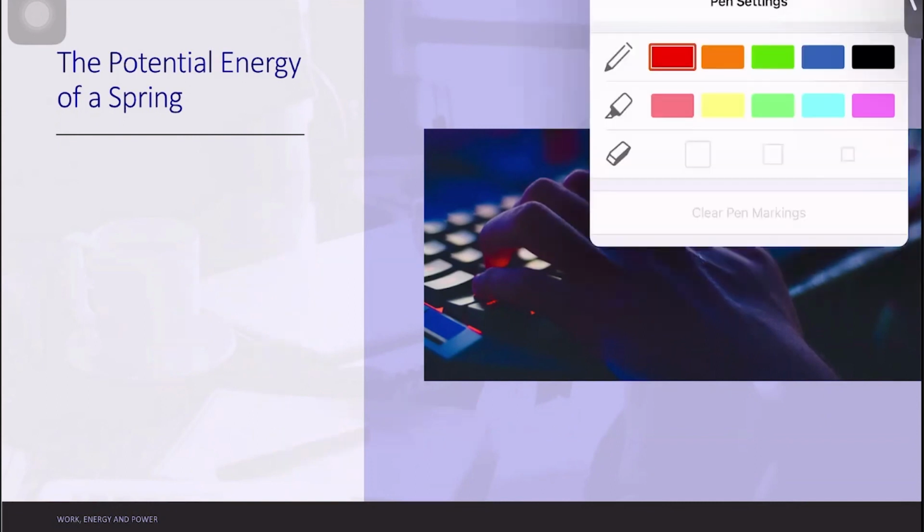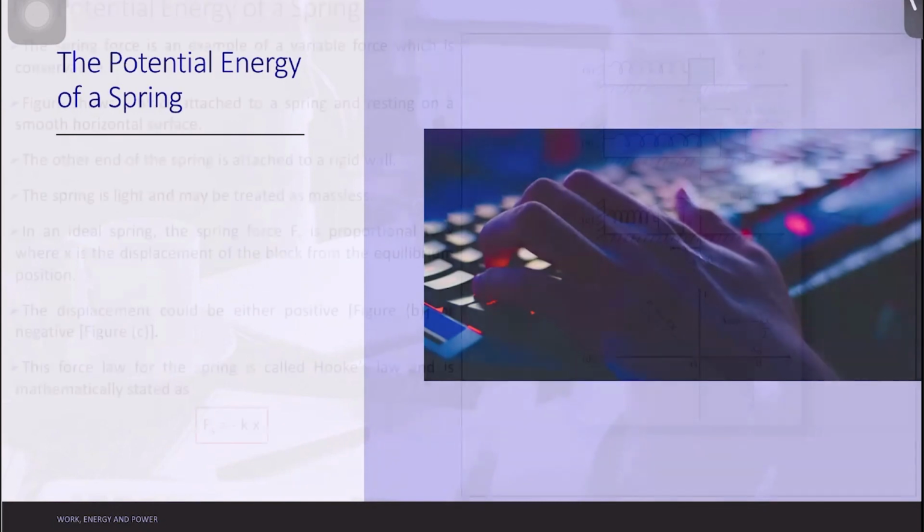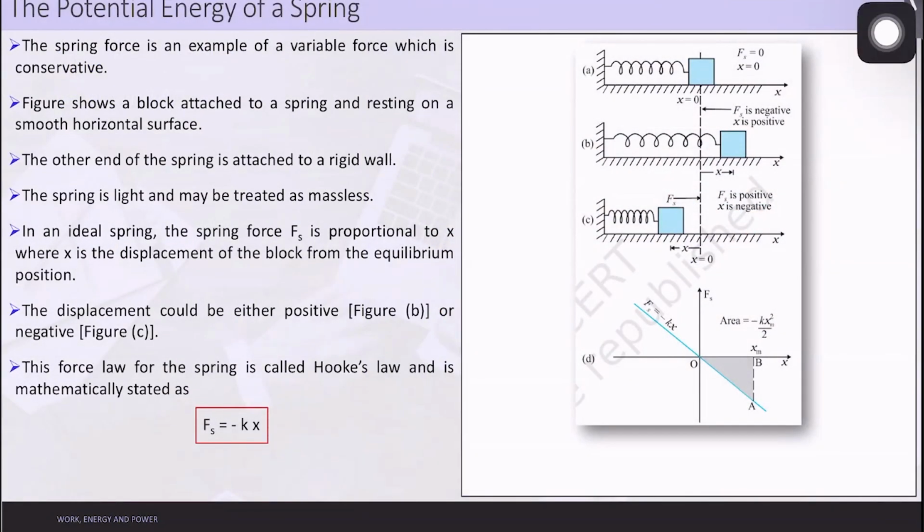Now let us begin with this new discussion regarding the potential energy of a spring. So the spring force is an example of what? It's an example of a variable force. Quite evident. So basically, what is the meaning of a variable force? That with a change in the value of displacement, let me write also, a force which changes with displacement is basically called a variable force. So a spring force is an example of a variable force which is conservative. Please remember this also.